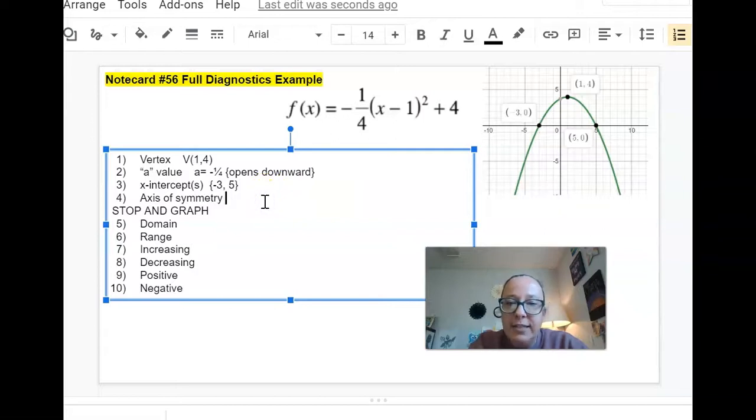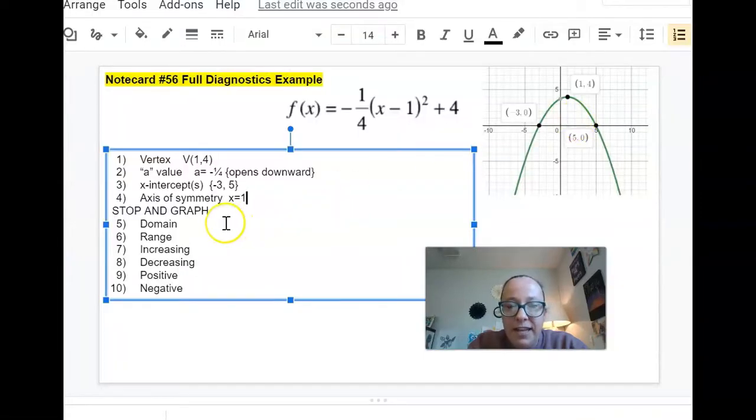What is the axis of symmetry? That was something that we did at the beginning of the lesson 28 minutes ago. So the equation of the axis of symmetry is x equals 1. It is this straight vertical line, and it goes right through the x value of the vertex. So it's x equals 1. So this is where I'd say stop and graph if you haven't already, because all of those things you can just get from the equation. And so there's the graph, there's the graph.